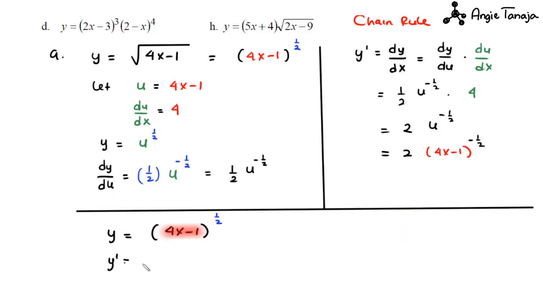Okay, we're gonna do y prime. Y prime is just simply half times our x to the negative half. But because this one is not x, what you do, you times it with the derivative of the red one, 4. So then it just becomes 2 times 4x minus 1 to the negative half.